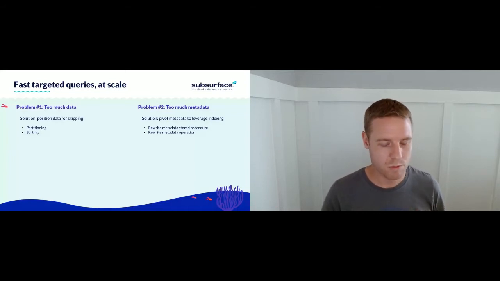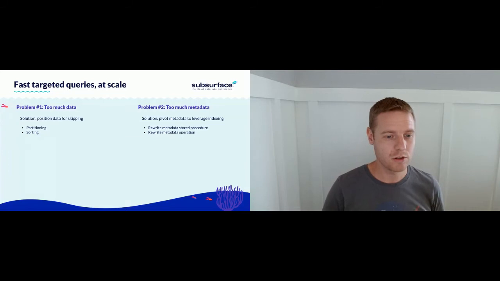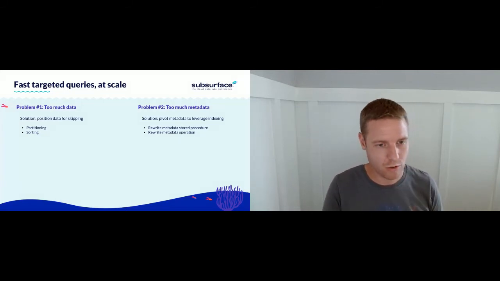Now, we have two main problems with these fast targeted queries. Number one is we're probably dealing with a multi-petabyte table. There are millions of devices operating all the time, and we just have way too much data to brute force and go through. So we have to first of all prepare the data itself for skipping. And we have two things that allow us to do that: number one is partitioning, and number two is sorting.